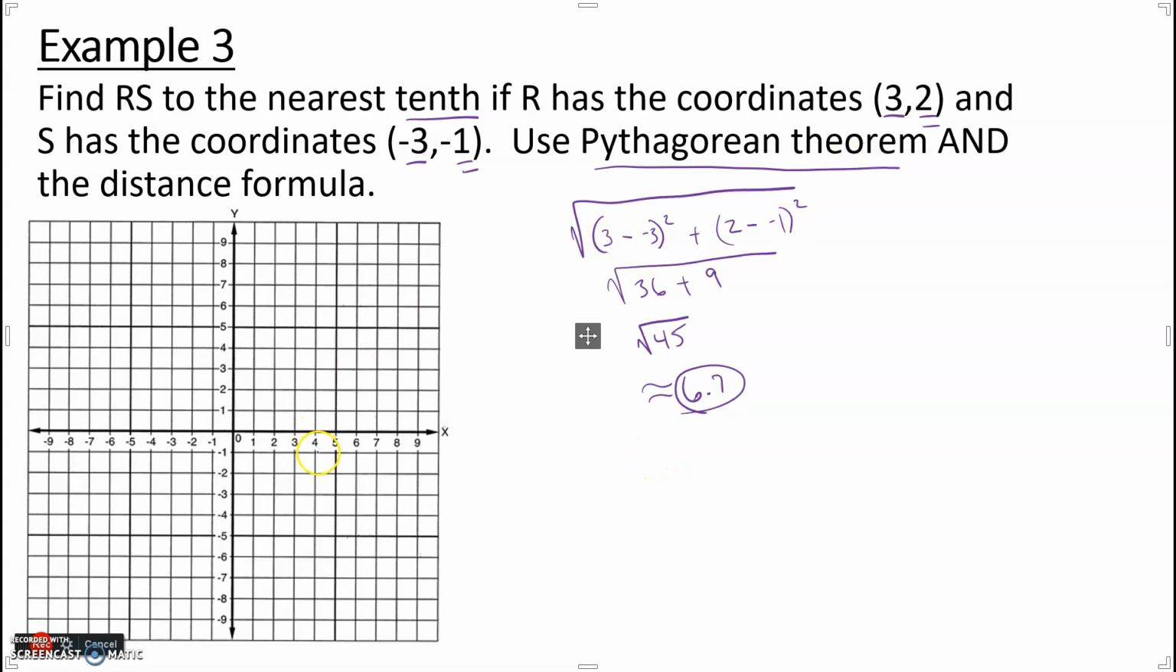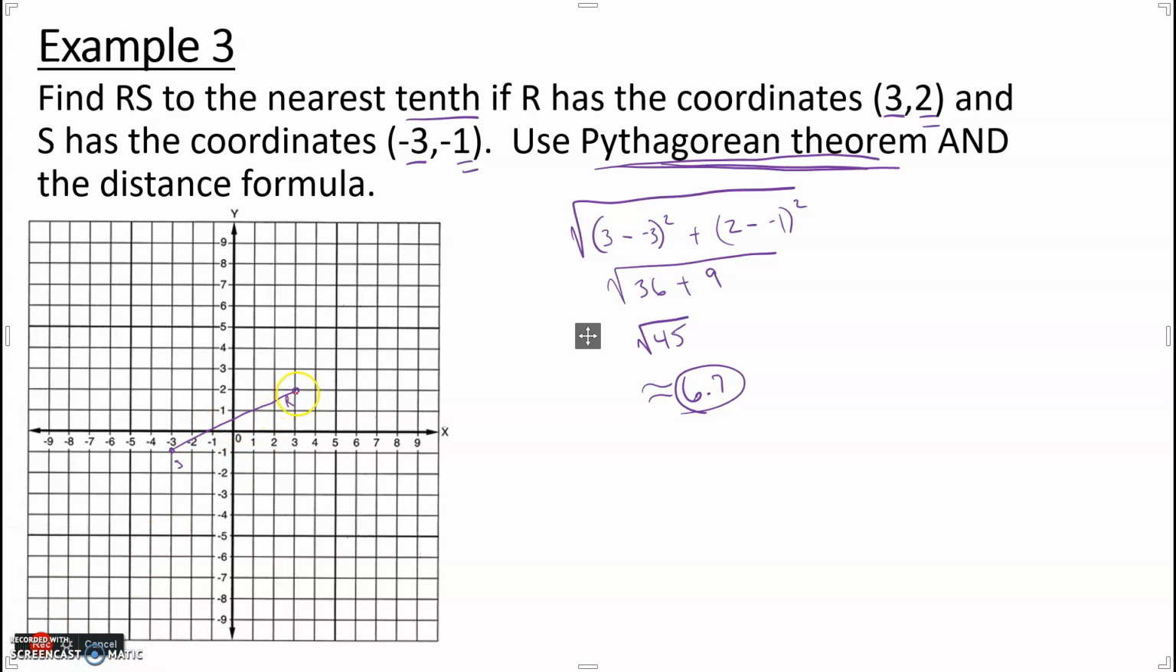All right, so now we're going to try it with graphing. So we have 3, 2. There's our point R. And S is -3, -1. Don't mind my drawing because it tends to be pretty ugly. And we've got a line. Now, you might say, Ms. Blake, how can we use the Pythagorean theorem when there's no triangle? And you're correct, there's no triangle on here right now. But we're going to draw our own.